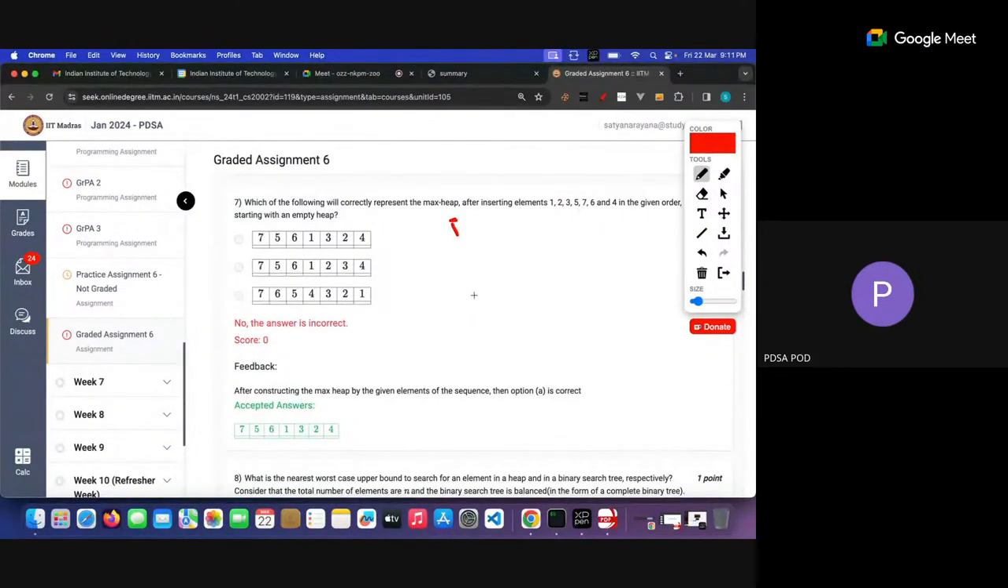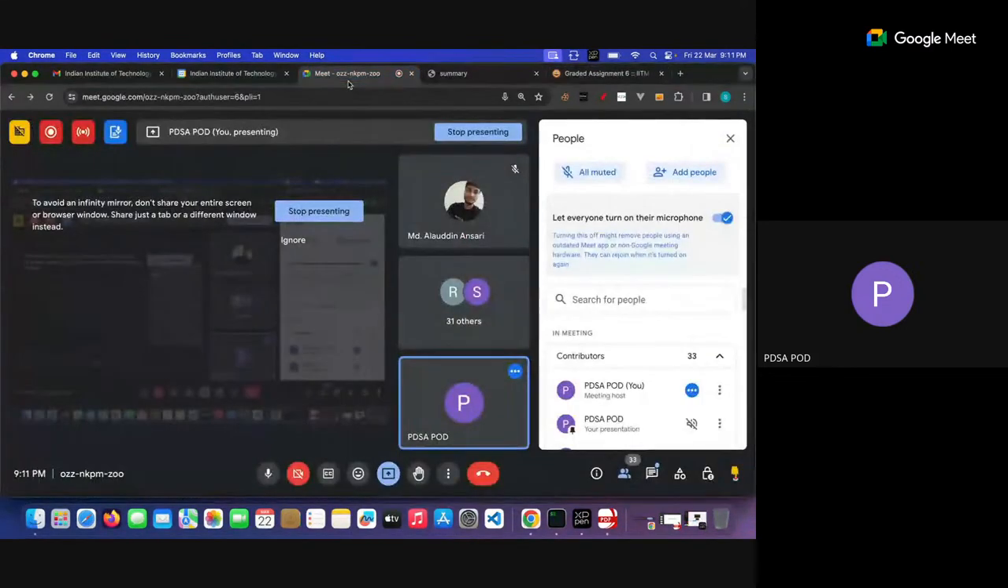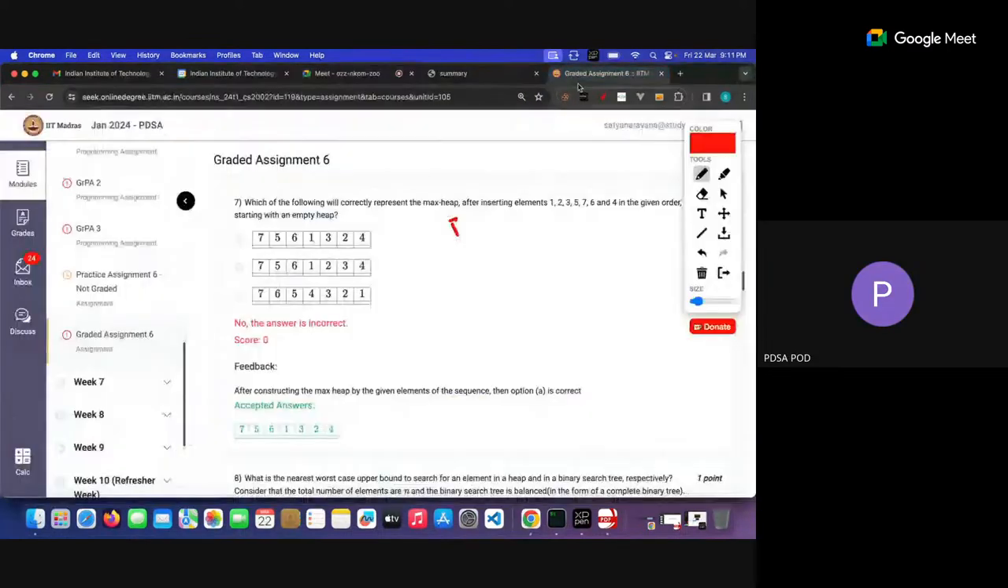So first one, hello, am I audible? Yes, sir. Okay, first one. Then after it, 2 is added. Whenever 2 is added, it is not smaller than this one. So 2 is going to be the root and 1 is going to be the left. Am I right? Yes. So after that, 3 is inserted.